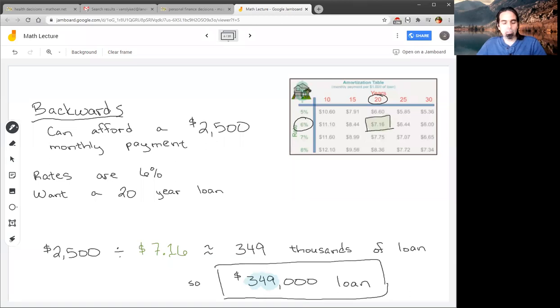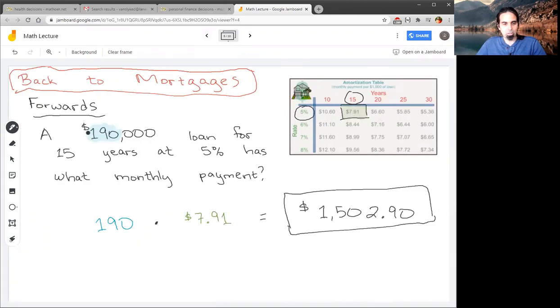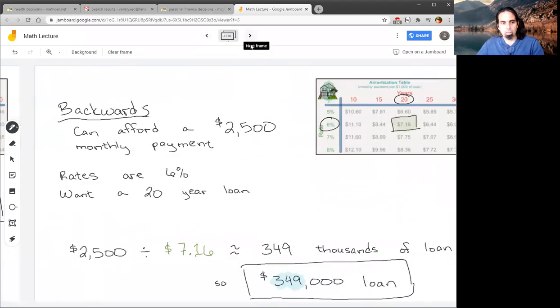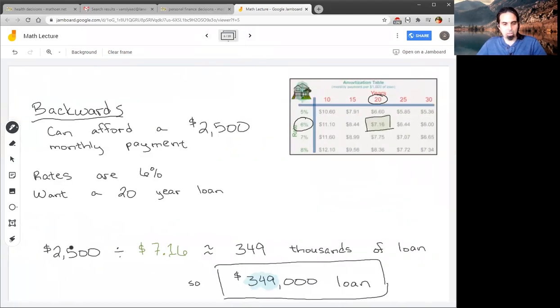I'm going to flip back and forth between these two slides. Here, we peeled off the loans thousands, multiplied it by the table number, and got a monthly payment. That was forwards. Backwards, we started with the monthly payment, divided by the table amount, and got something to stick in front of the thousands. So that should look nice and symmetrical. One is forwards and one is backwards.